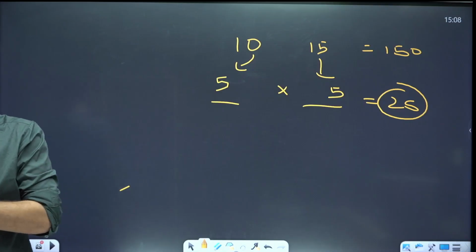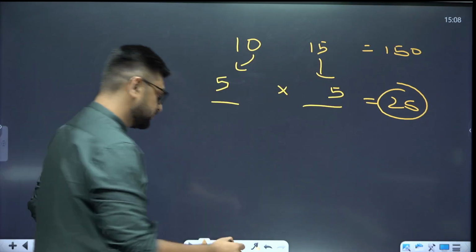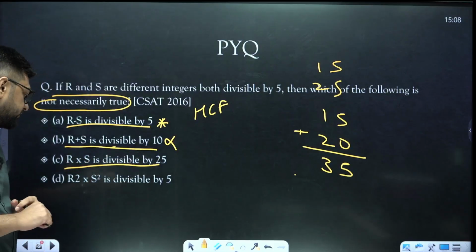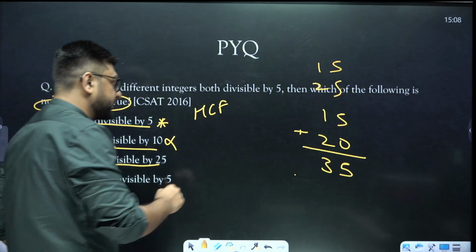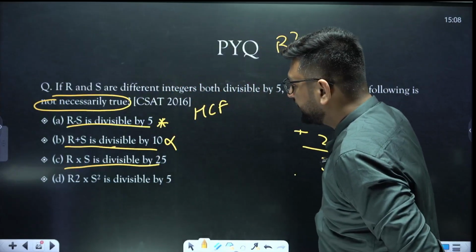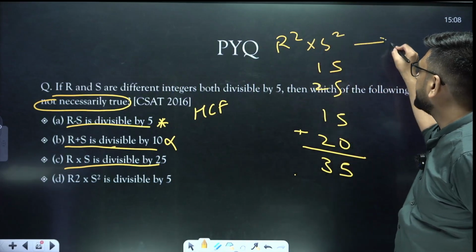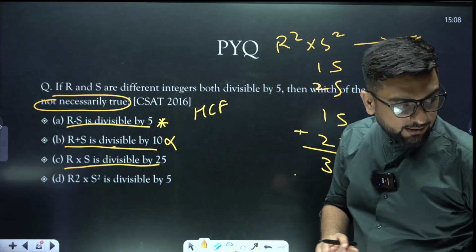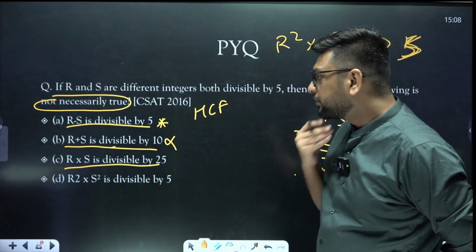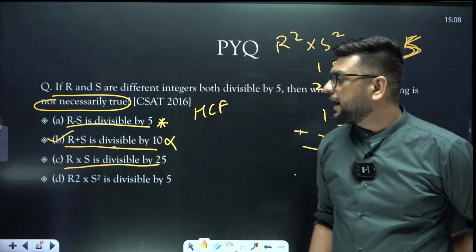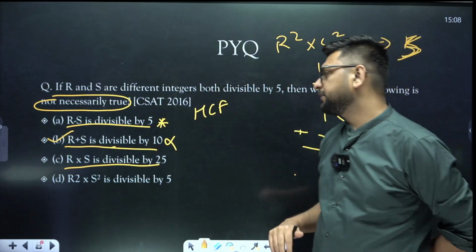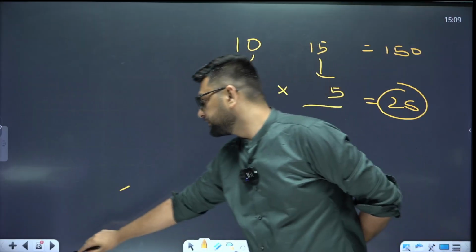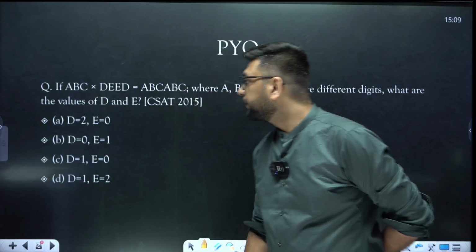All right. Okay. So R into S is divisible by 25. Next part is R square into S square is divisible by 5. That is very easy to say. Clear? All right. So our answer would be B: R plus S is divisible by 10. This is not necessarily true. Okay, next part. Try this one.